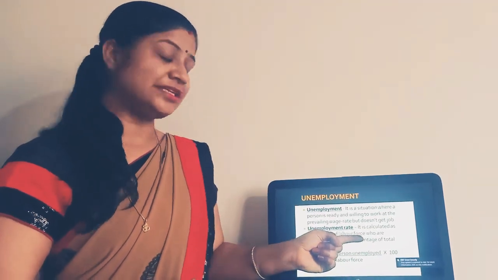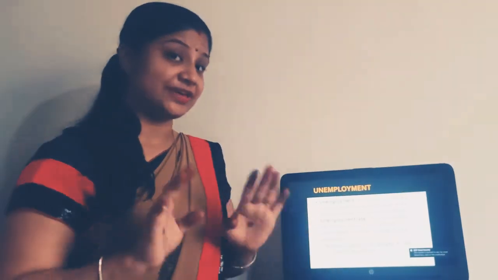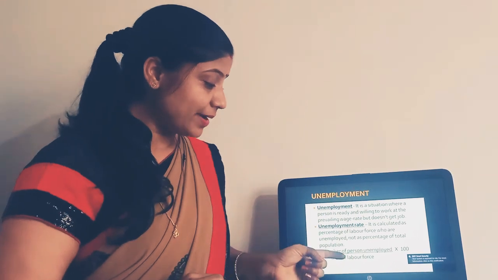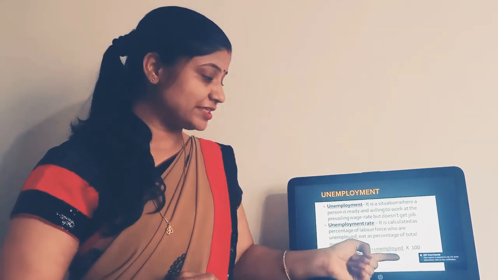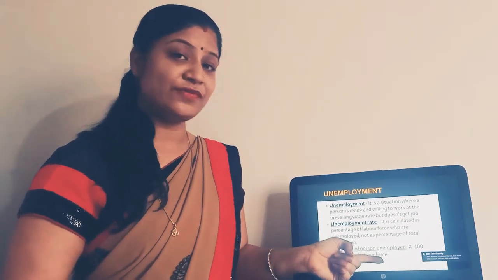So here, it is the percentage of labor force who are unemployed, not a percentage of total population. Here we are not calculating a percentage of total population, but only the unemployment. So number of persons unemployed upon number of labor force into 100. That means the number of persons who are not working, and for labor force you can refer to the last video, into 100, we get the answer in percentage, that is the unemployment rate.